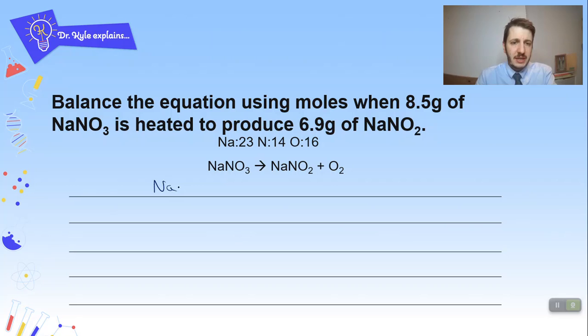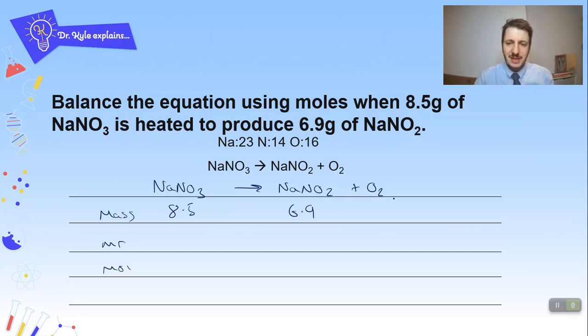So NaNO3, we're just going to write out our chemical equation again, NaNO2 plus O2, and we're going to write mass, Mr, and we're going to write moles down here. Okay, so we've got 8.5 grams here, and we've got 6.9.